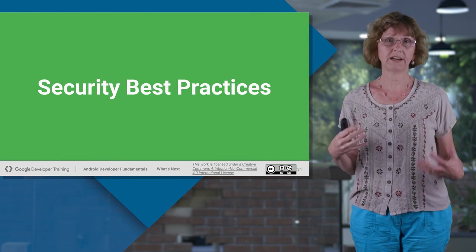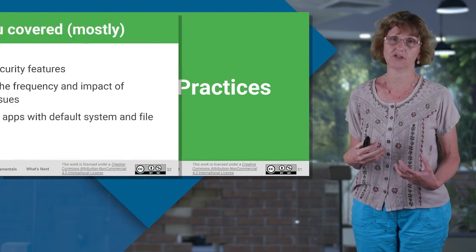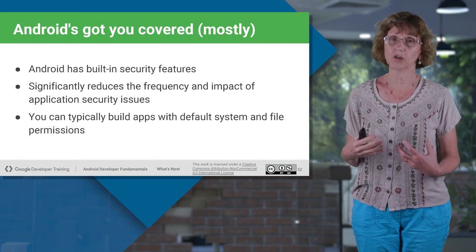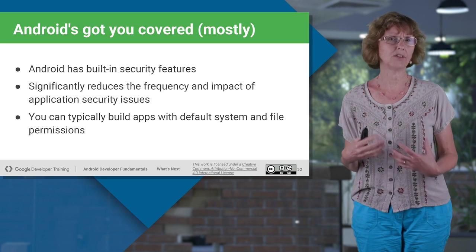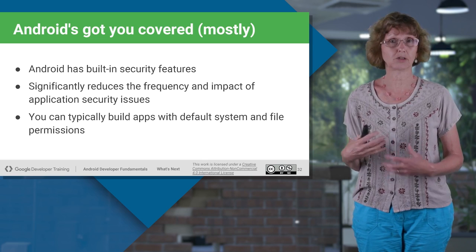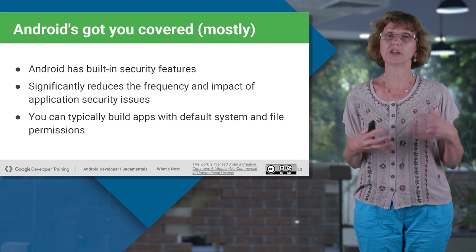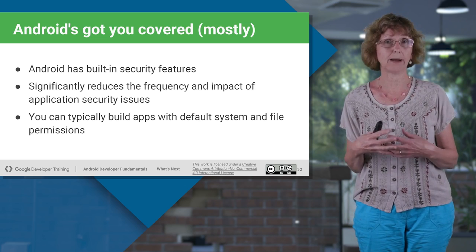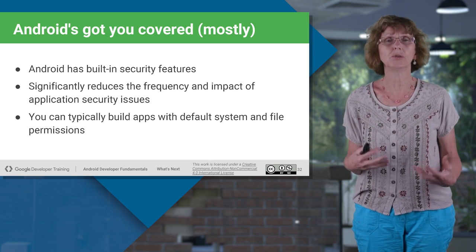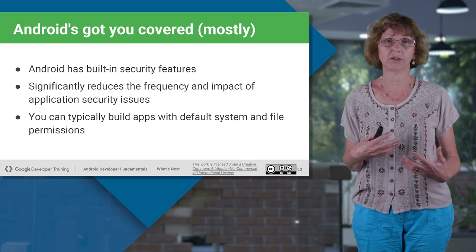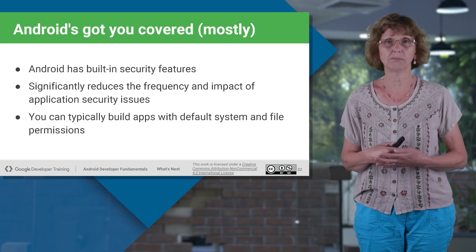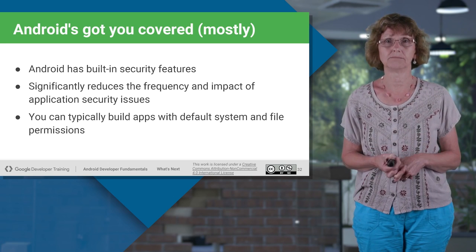So Android already has a lot of built-in security features, and it will do a lot of the security work for you. So at a very high level, you don't have to worry too much about enabling security in your app. We already talked about the permissions model, where your app isn't allowed to do anything that it doesn't have permission to do. So that's one of the ways that Android keeps apps secure, and protects them from each other.